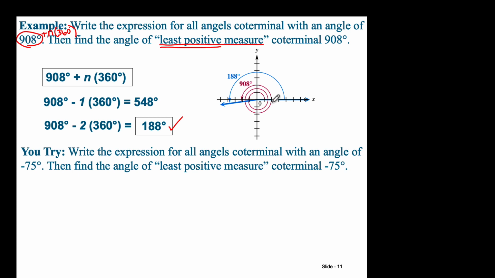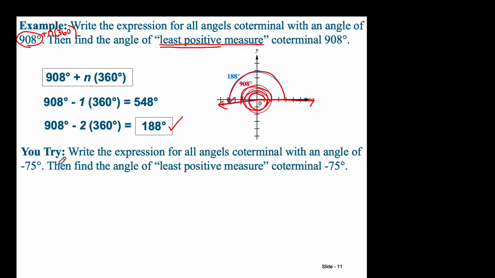Here's a nice visual for us. 908 degrees would rotate a full 360, another full 360, and then an additional 188. So what we did was subtract out a full rotation, subtract the full rotation, and we found the measure between 0 and 360 called the least positive measure right there. It's coterminal because they both would look like this angle right here.